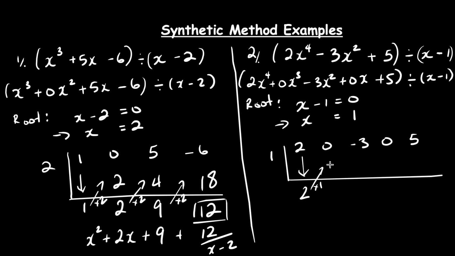So multiply by 1, we get 2, we add. Multiply by 1, we get 2 again, we add. Multiply by 1, oops, that's a 1.